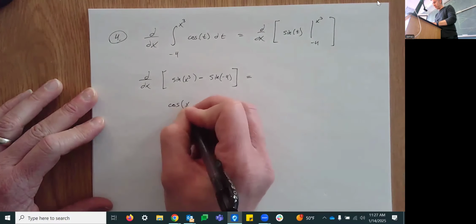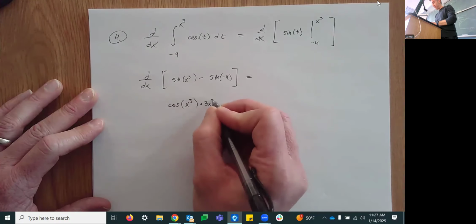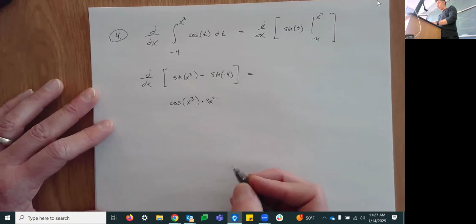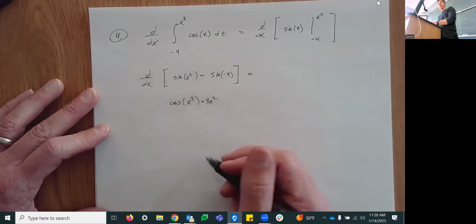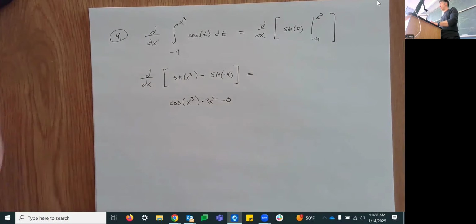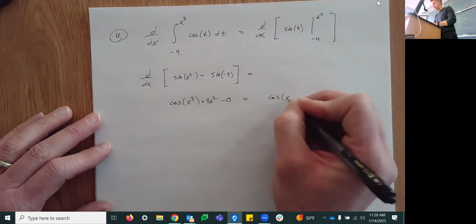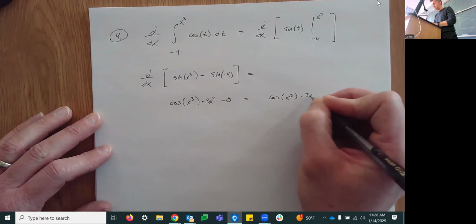Right, cosine of my stuff multiplied by the derivative of my stuff. What's the derivative of sine of -4? 0. I don't know what sine of -4 is, but I know it's a constant. It's never changing, so its rate of change, its derivative, is 0. So our final answer here is cosine of x cubed times 3x squared.